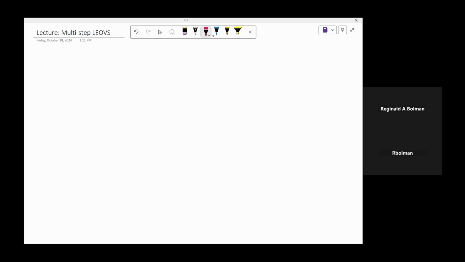Welcome back, class. In our last lecture, we were discussing the topic of what are known as two-step LEOVs. It turns out that two-step LEOVs are simply a more complicated form of what are known as one-step LEOVs, or one-step linear equations of one variable.